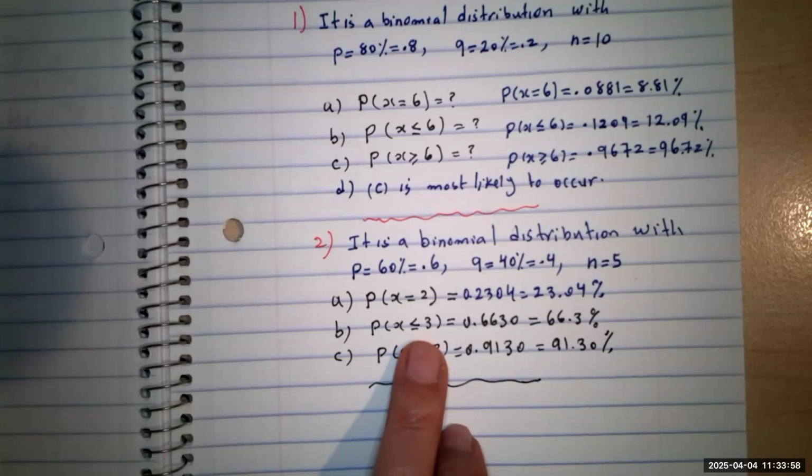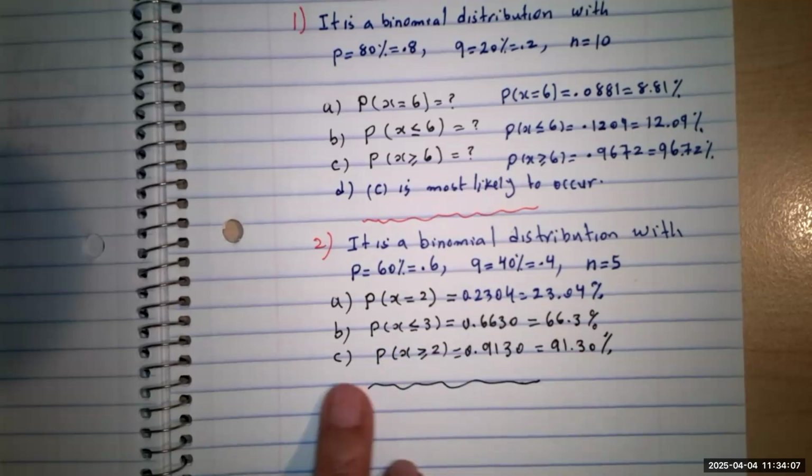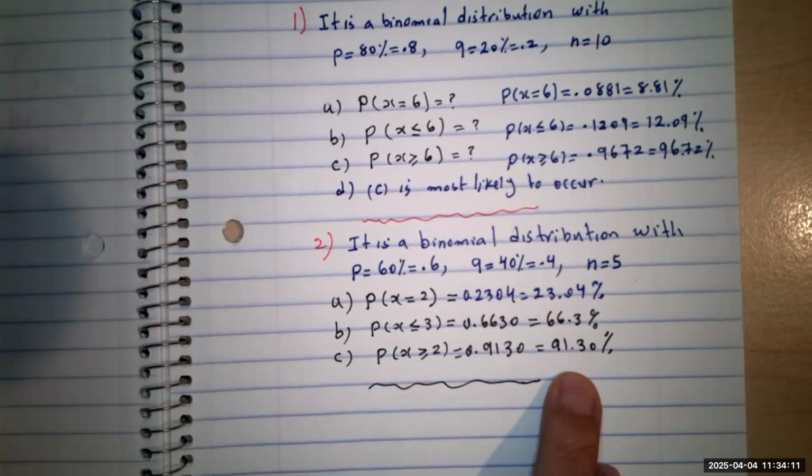At most is the end. Less than or equal to 3 means you can have x equal to 0, 1, 2, 3. You get 66%. And the last part is going to be at least, which is much, much more. It's clear that you will find 2 people who agree with you. So the chance is 91%.